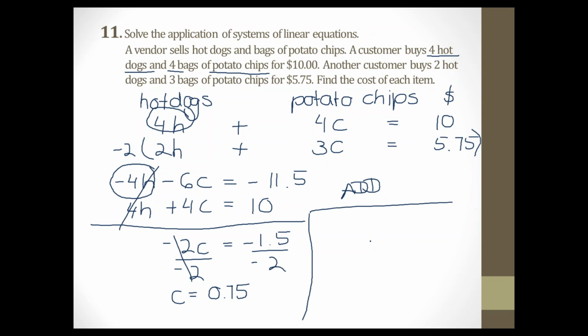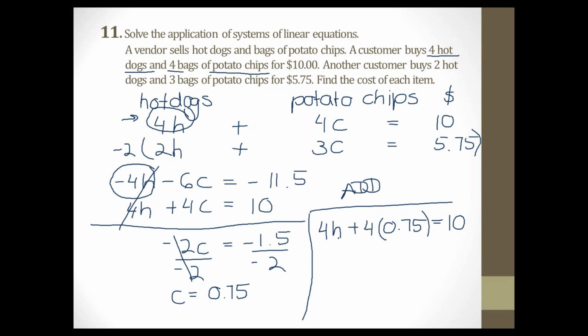Now we have to do it again, and we can pick either one of the original equations. I'm going to choose the first equation just because there are no decimals in there and it looks easier for me, but you can use either one of the equations. You should get the same correct answer. So using the first equation and plugging in 0.75 for C, that is equal to 10.